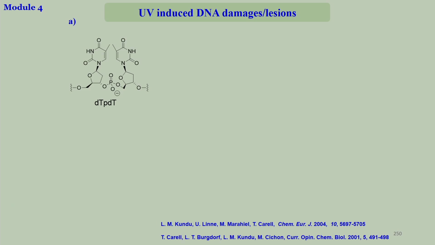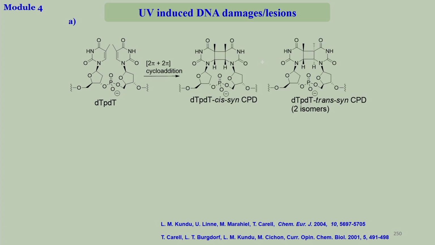So, this is TPT, this is the phosphate deoxyribose, 2 plus 2 cycloaddition, cis-syn, this is the cis-syn. It can also be trans-syn, these two are trans and these two are syn. So, this is called trans-syn. This is another photo product that is formed along with this.